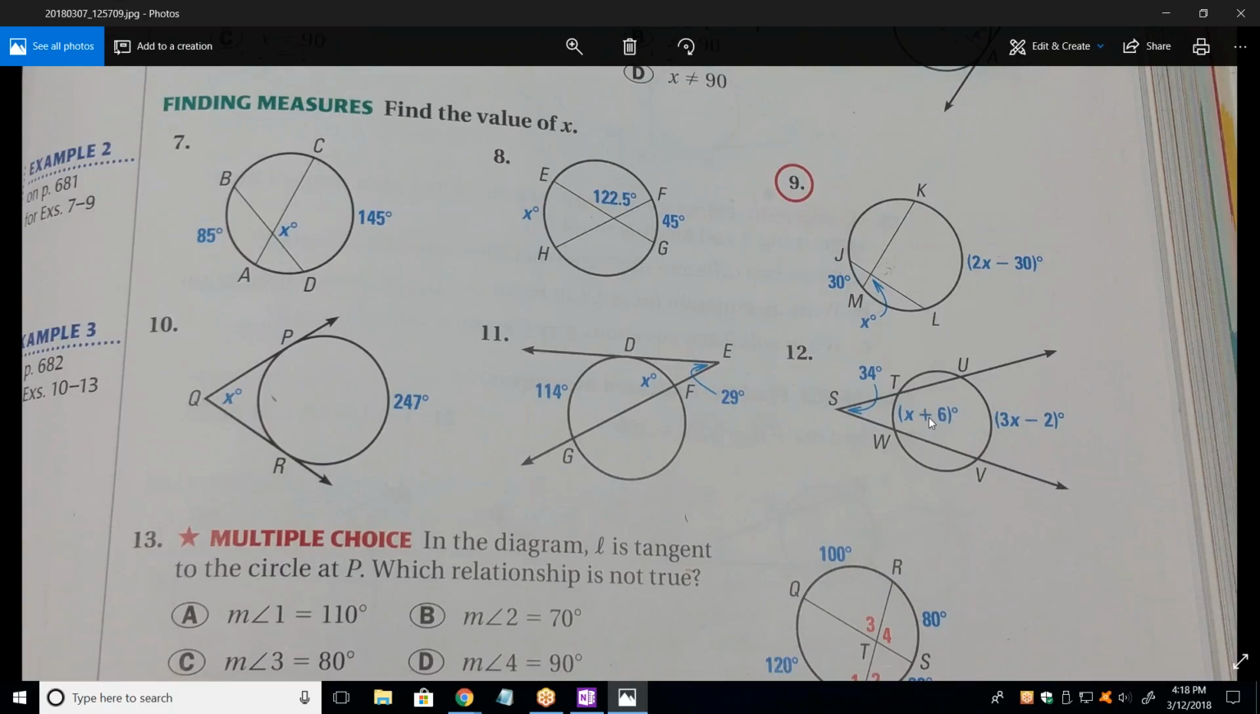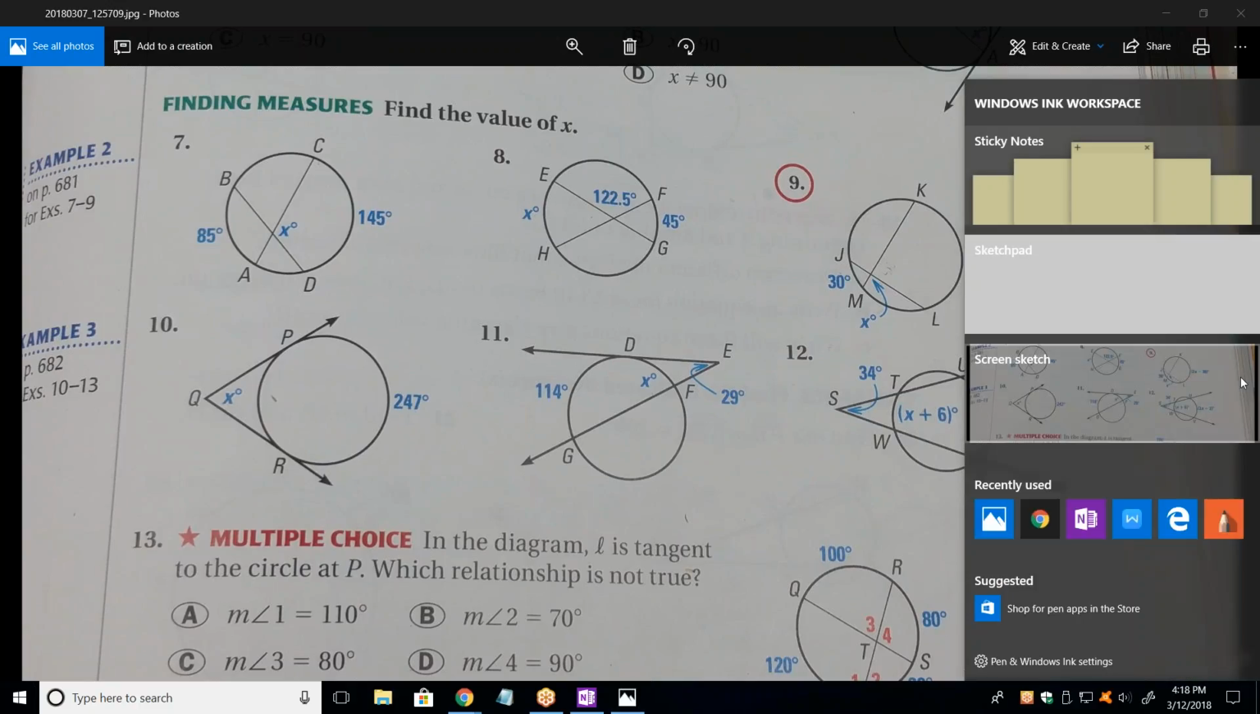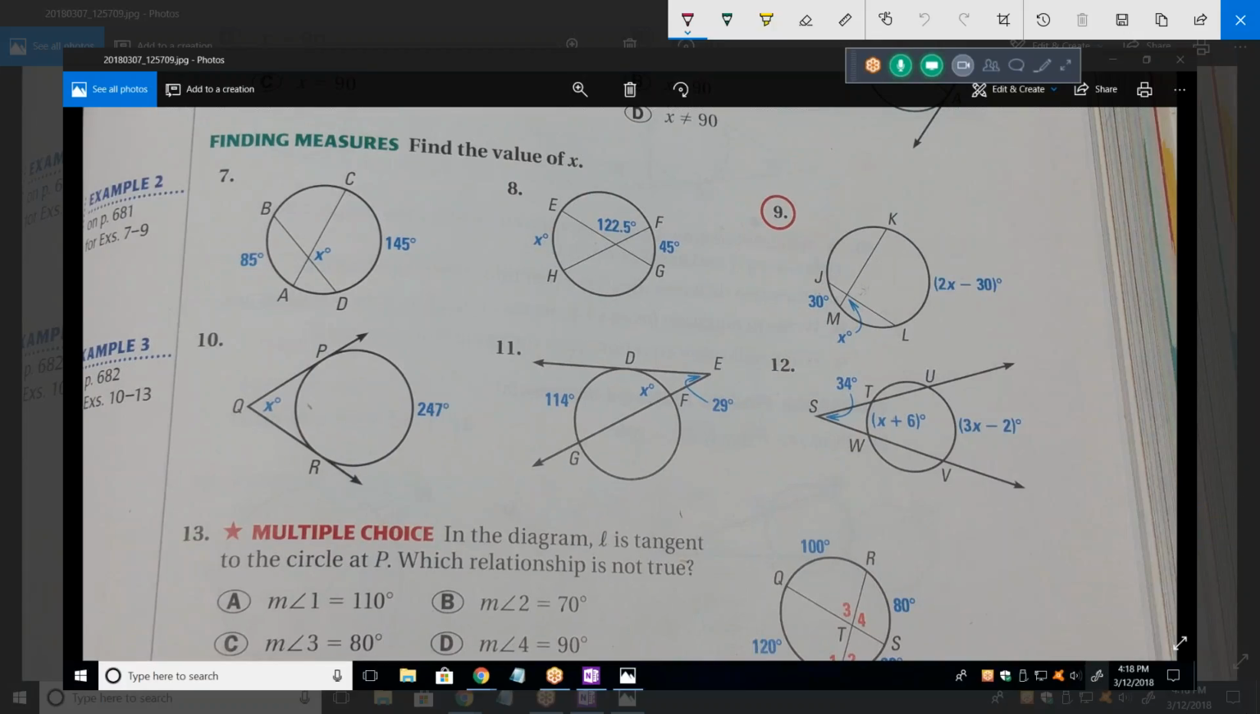Number 8. Find the value of X. So what is the general equation that applies here? Let me see if there's anything in my notes.